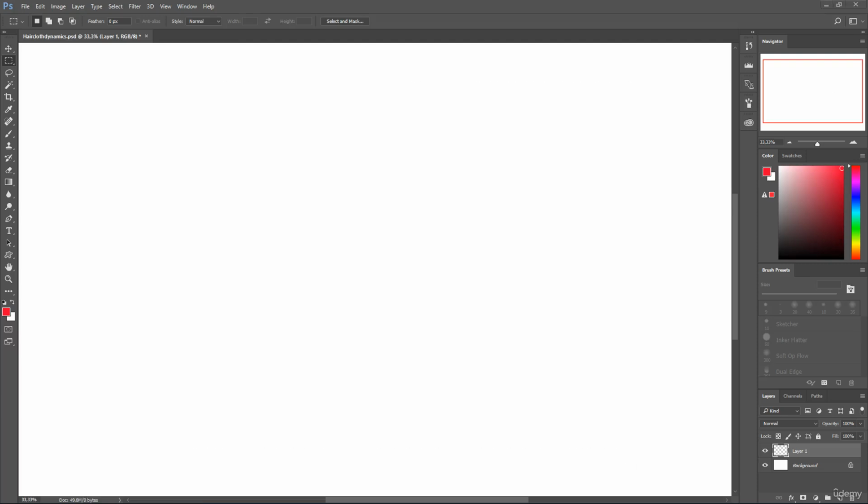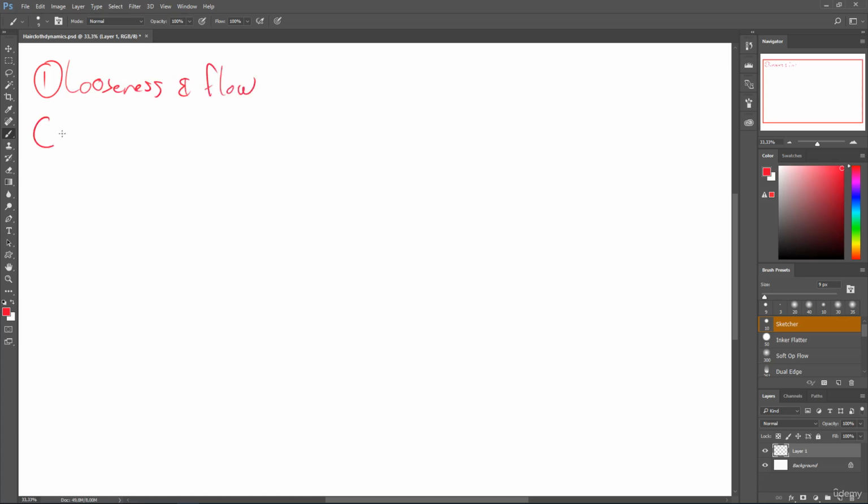Let's put some notes over here for ourselves, and we will just remind ourselves of looseness and flow, and of course directionality and gravity. And in this same vein, don't forget about the wind, as well as the angle of the character, or the angle of their head. These things will, of course, affect the directionality and the way gravity is pulling on the hair.